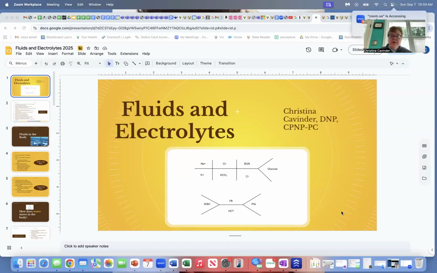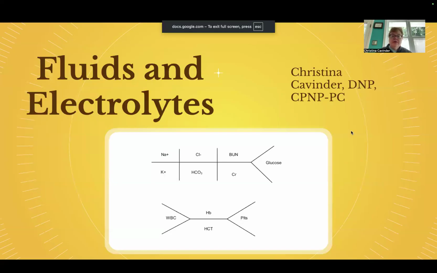Hello, everyone. We are talking about fluids and electrolytes today. So I put this on the first slide. Let me go to slideshow here so you can see it better. This is how you would write your electrolytes and also CBC results, but I'm not really focused on the CBC today. We're talking about the electrolytes here.